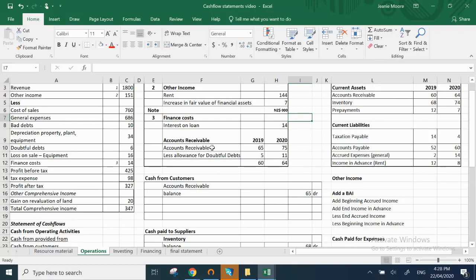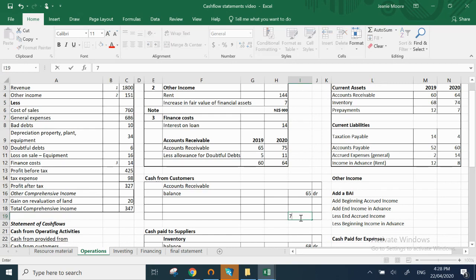And a note will tell us what allowance for doubtful debts there has. So for example, in 2019, accounts receivable was 65, allowance for doubtful debts was 5, and so forth. That's the 60 that gets put up from there. But we need to track this back and actually get the true opening balance of accounts receivable. In this case, it's 65. So there's my 65 opening balance there. My closing balance is 75.